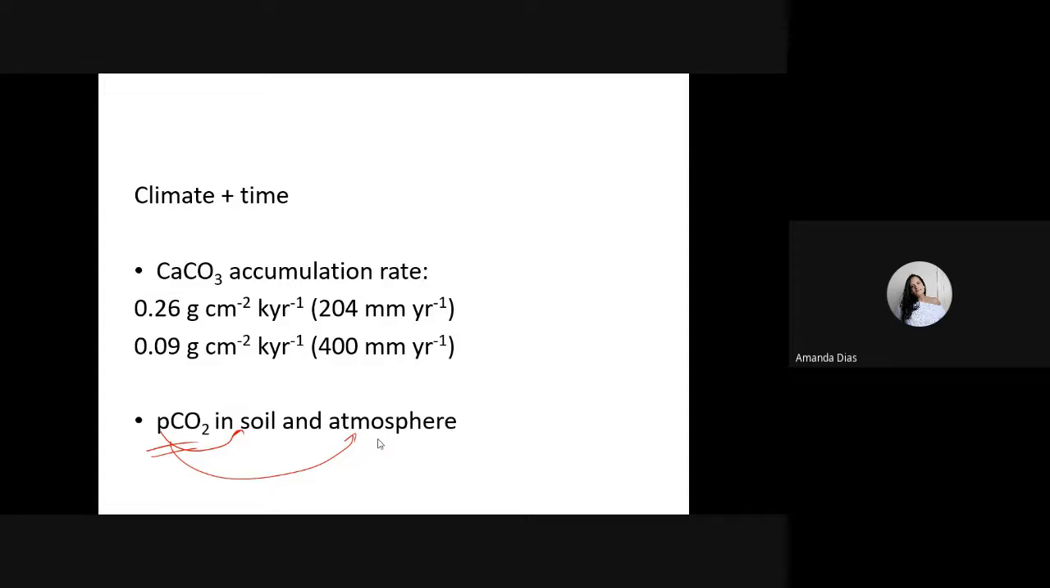Teacher, is the low presence of CaCO3 explained by the process of dissolution?